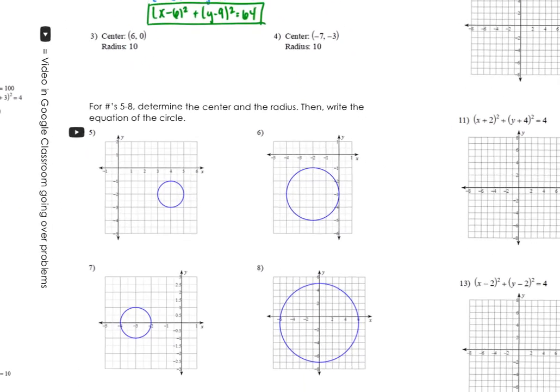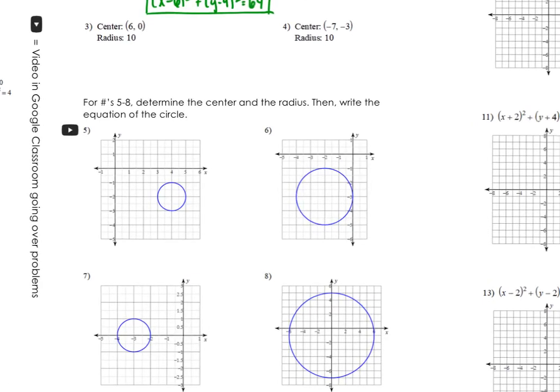All right, number 5, we're determining the center and the radius, then write the equation for the circle. So in this number 5, there is my center, and the coordinates for the center is 4, negative 2. Since we go right, positive 4, and down 2. And my radius is 1. Actually, it looks like it's 2, but it's actually only 1. From here to here, from 4 to 5, the radius is 1.